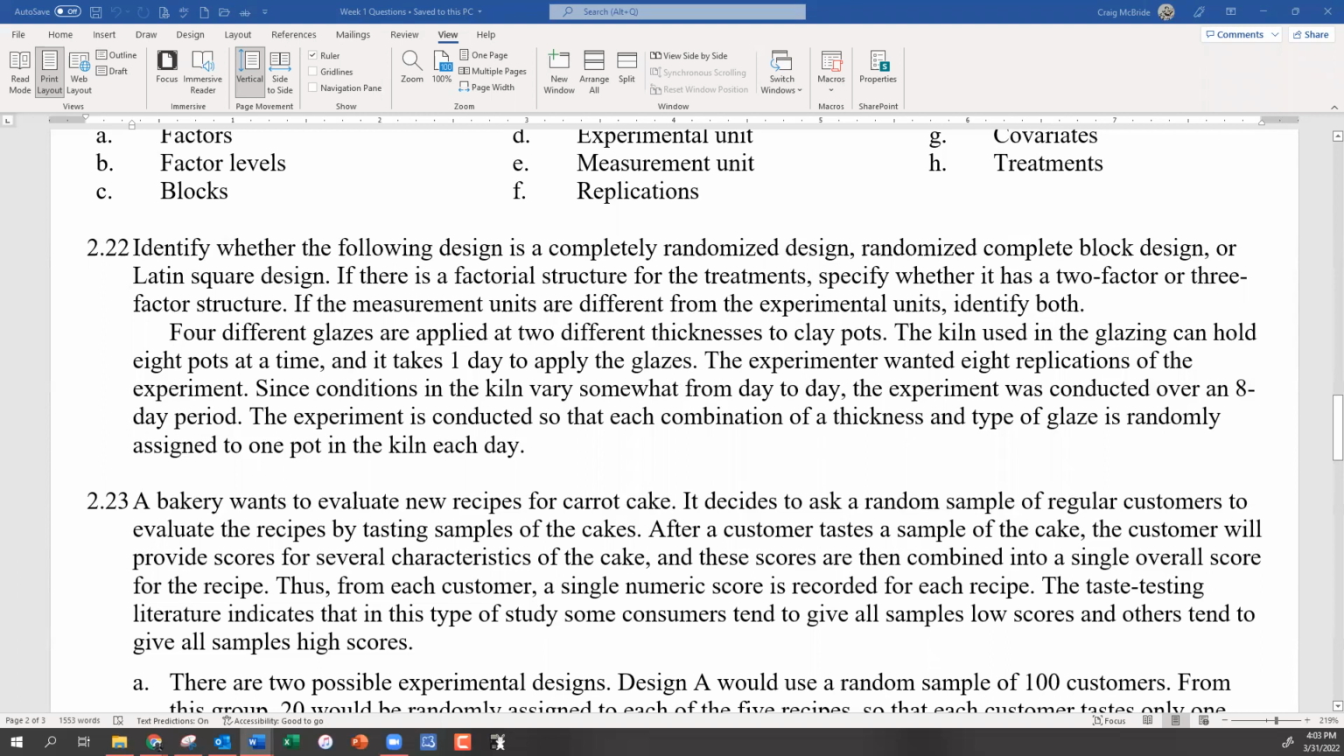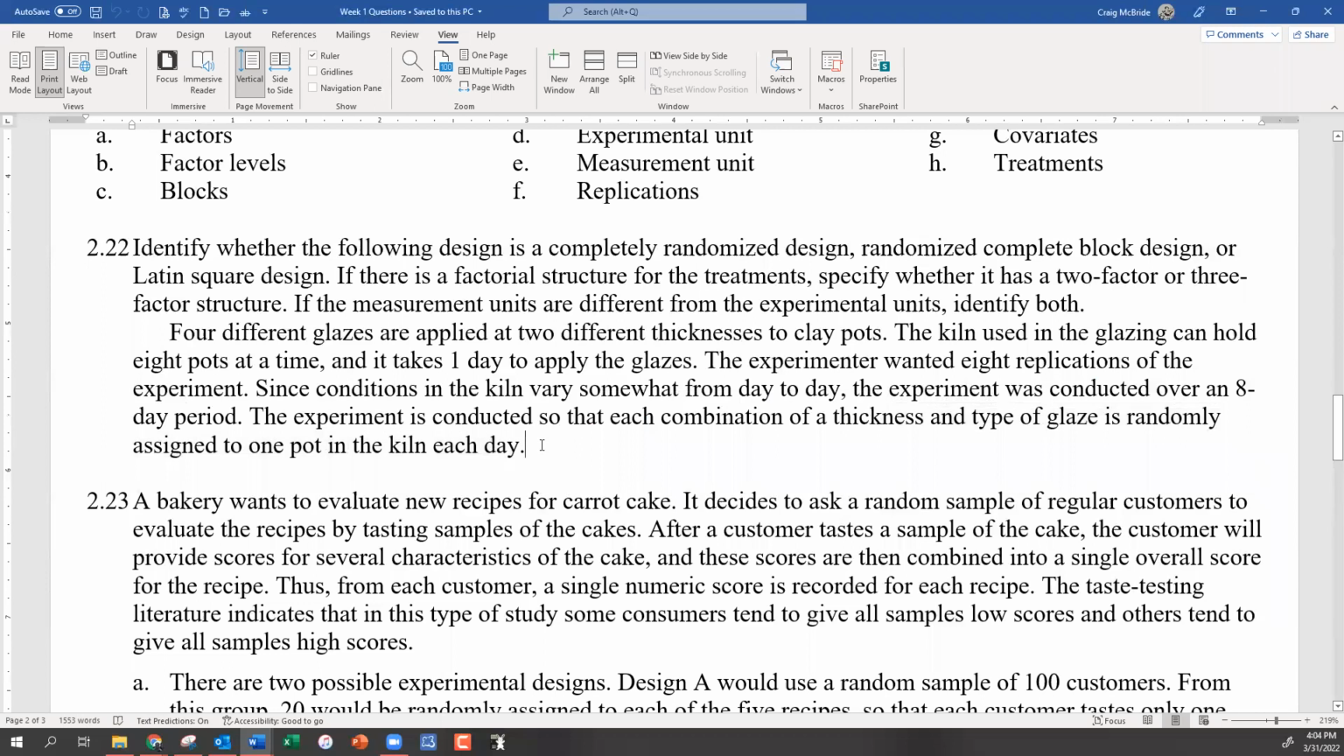That really comes from the fact that it says conditions vary day to day. The experiment was conducted over an 8-day period. And then here's the biggie: thickness and type of glaze is randomly assigned to one pot in the kiln each day. That's how we recognize that it's blocked by day, because something is being assigned to it each day. It's saying that it's being randomly assigned. So now we know it's a randomized complete block design, and the blocking is each day.